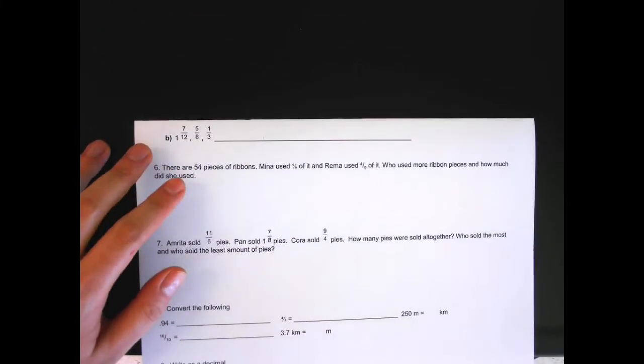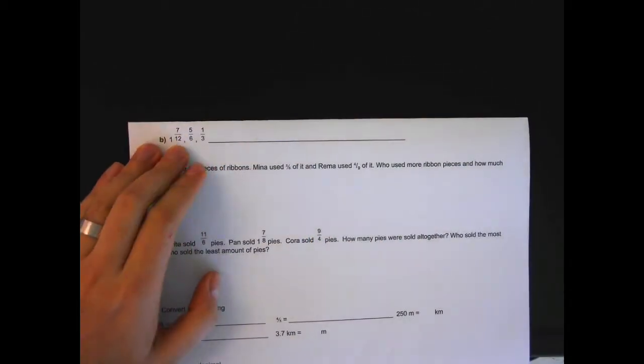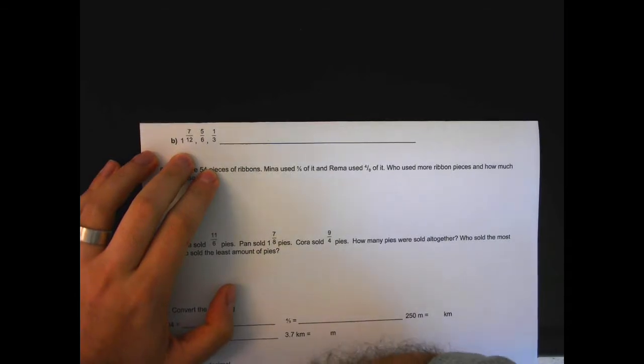We have 1 and 7/12, 5 sixths, and a third. What should we do for this question? Don't give me the answer, tell me what to do. You have to make all the denominators the same. So what denominator can we use for these 3 numbers? 12. The first one, it stays the same. But what can we do to the first one to make this a little bit easier?